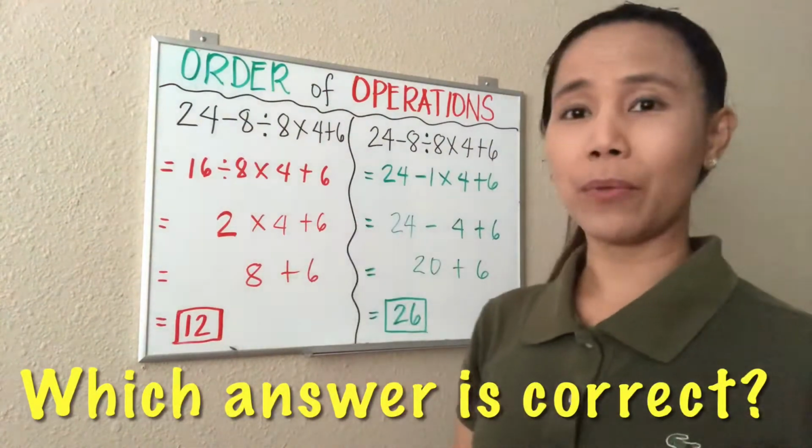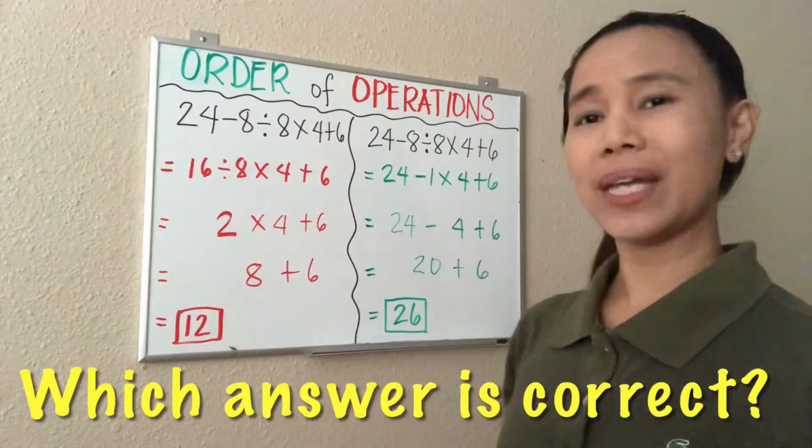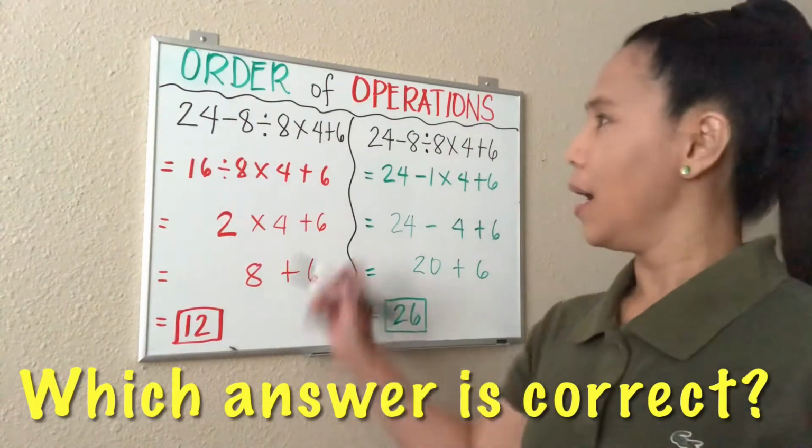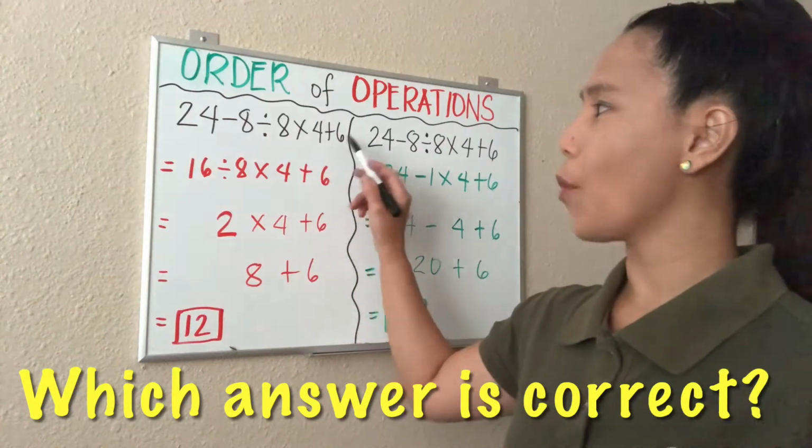Here's a math problem wherein we can see two solutions. Later, we'll determine which is the correct answer. Let's take a look at this. 24 minus 8 divided by 8 times 4 plus 6.